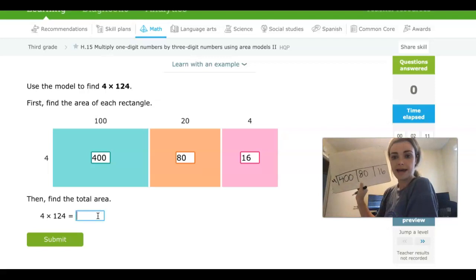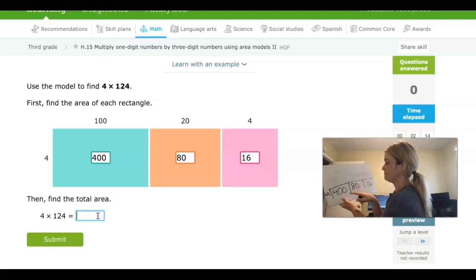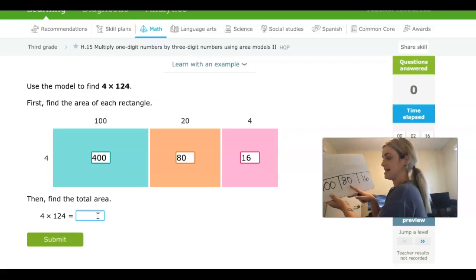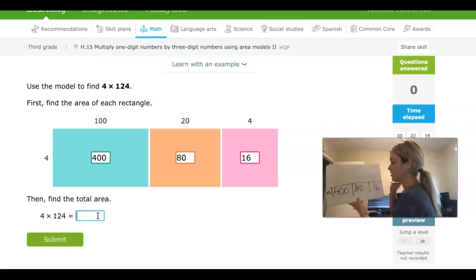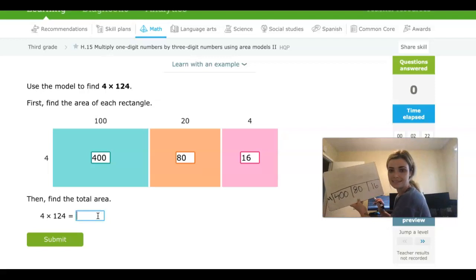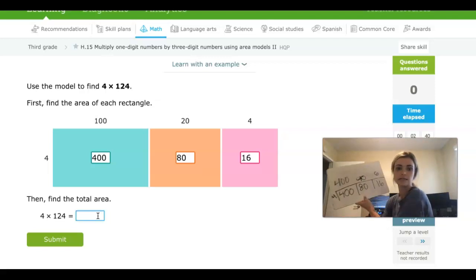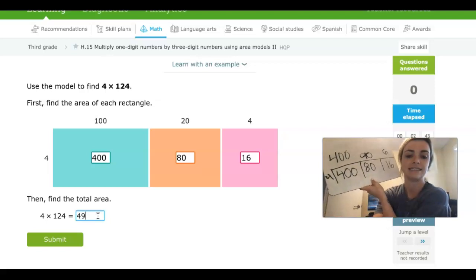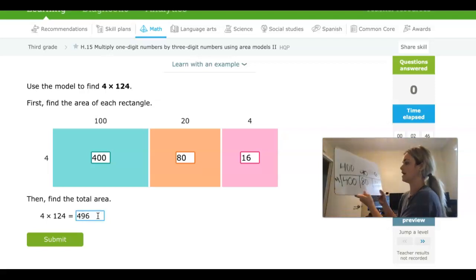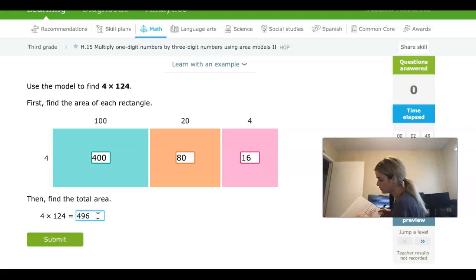Okay, so I have this up here. What I'm doing is I have 400 plus 80 plus 16. I know that I can regroup 16 and trade it for another 10 over here, and this is 6 ones. So it'd be 400 plus 80 plus 10, which is 90, plus 6, which is 496. You could have also just added those together, third grade.